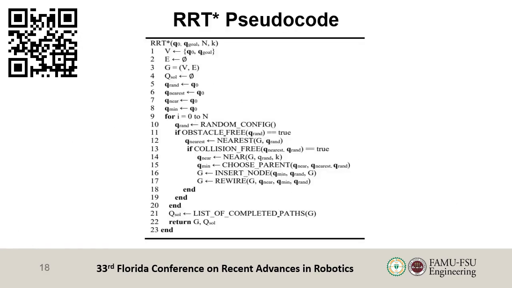This table provides the pseudocode for the RRT star algorithm. It shows that the inner loop of the RRT pseudocode has been modified by adding near, choose parent, insert node, and rewire functions.